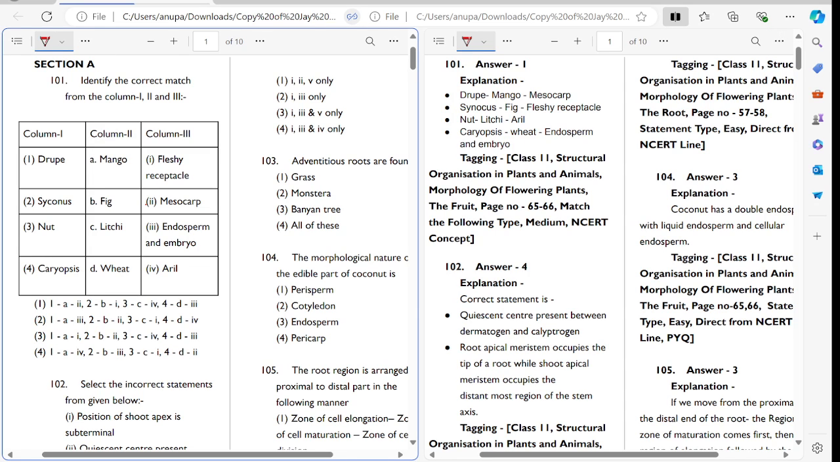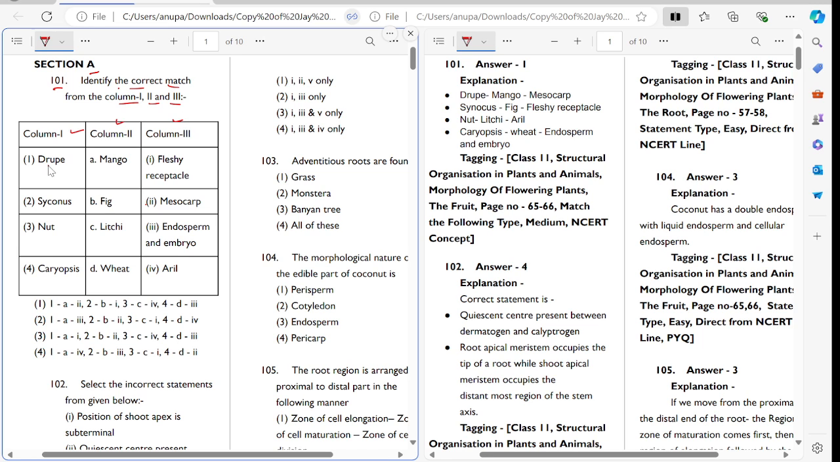Today we will discuss the solutions of BPT 13 and we will start with section A and question number 101. So let's read the question. The question states that identify the correct match from column 1, 2, 3. Here three columns are given and we have to match them.